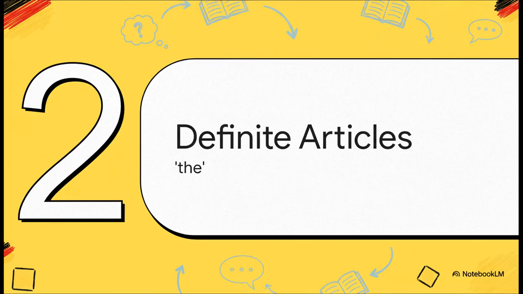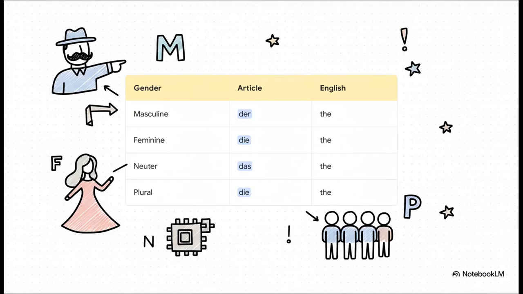Okay, so let's start building with our first set of tools. We'll kick things off with the definite articles. This is just our word the, and you use it when you're talking about a specific thing that everyone knows about. So take a look at this chart. Does it seem a little familiar? It should, because when a noun is the subject, when it's in the nominative case, the articles are the exact ones you already memorized, der for masculine, die for feminine, das for neuter, and guess what? Die for all the plurals too. So no new memorization here.